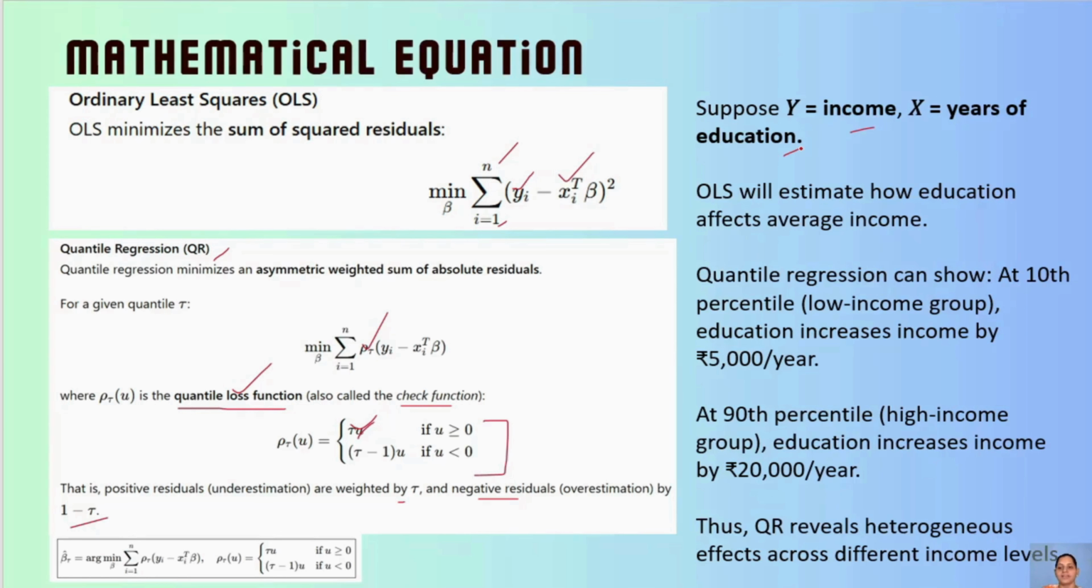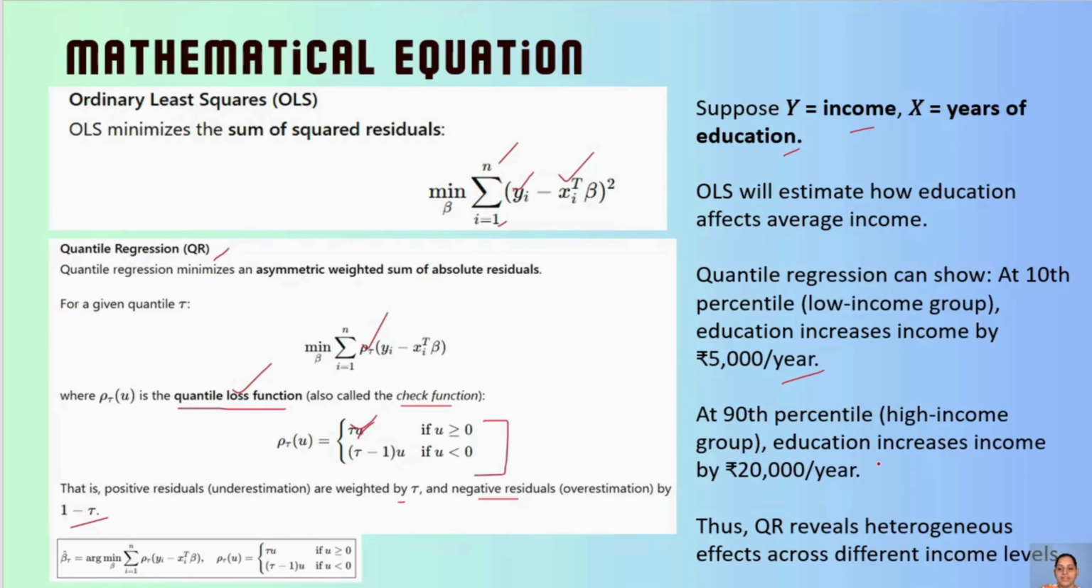So at the 10th quantile, if we analyze, there are a few things I wanted to highlight. There is a chance that education increases income by 5,000 per year for the low income group. That means it's a good number as compared to the low income group.